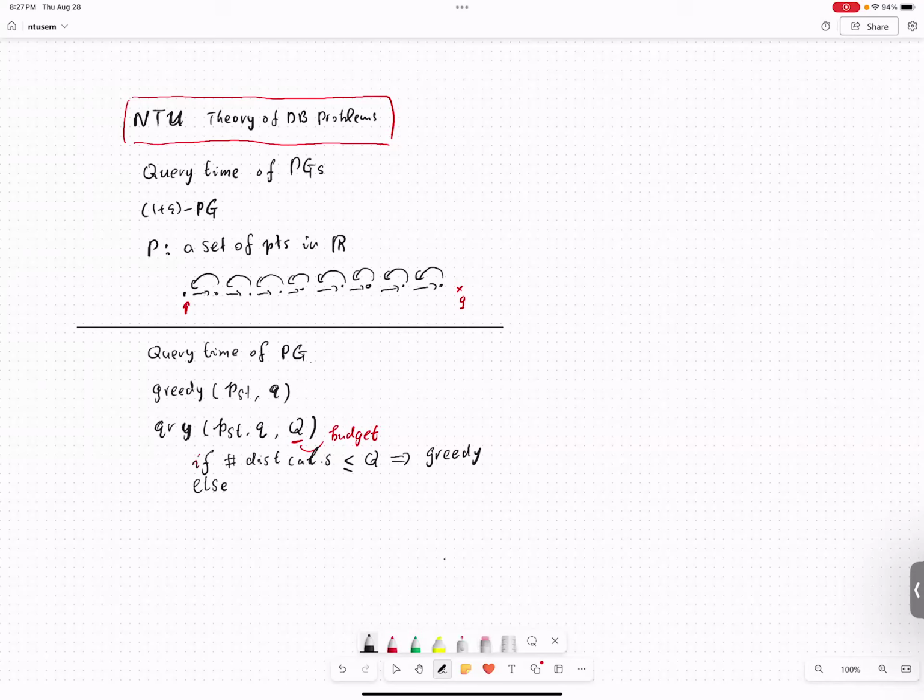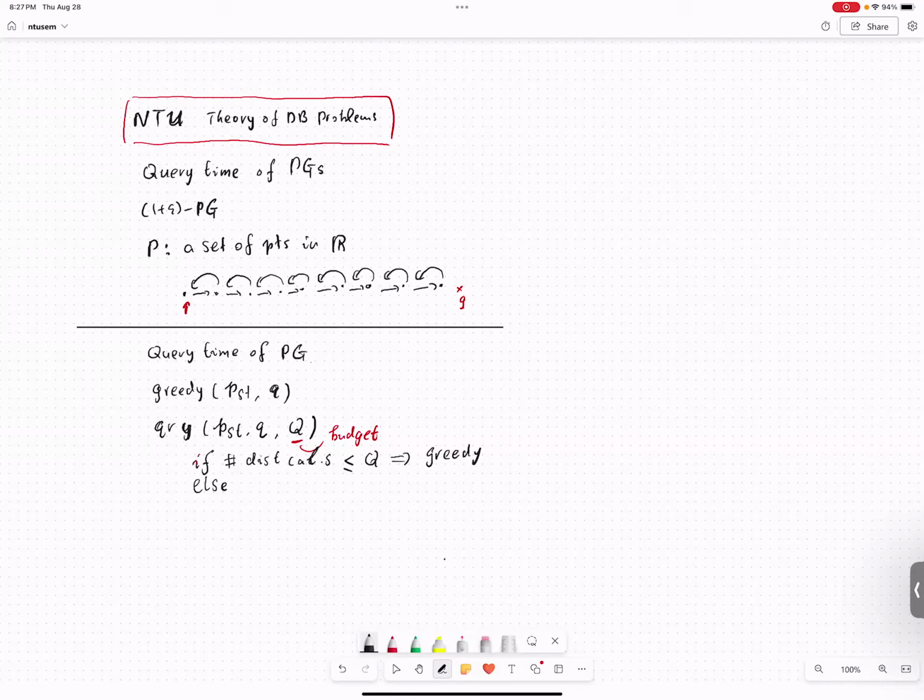So this is the new query algorithm. It's sort of like a trimmed version of greedy, right? Because I trim you, I set a hard limit on how many distance calculations you can perform. So I trim you right there, and you have to give me the best you have at that moment. We say that a proximity graph guarantees query time Q if this trimmed algorithm always returns a legal answer, a 1 plus epsilon nearest neighbor.